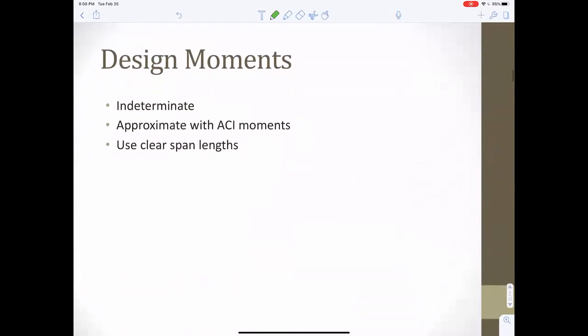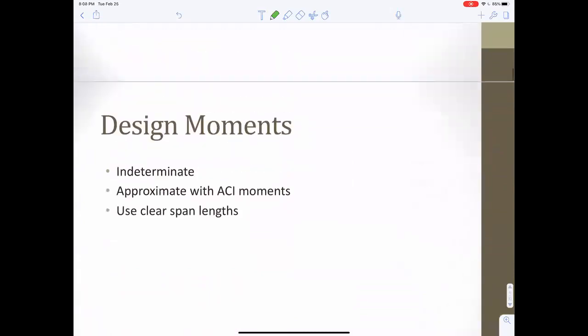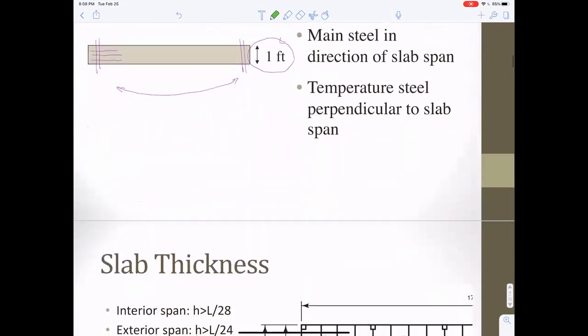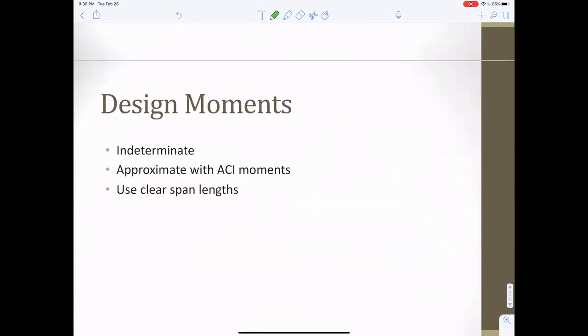Next, we need to get the moments. Let's go back to the procedure. First we got the thickness by L over 24 and L over 28. Next, we're going to choose the steel. If you know the moment, you can get Rn, from Rn you can get rho, and from rho you can get the area of steel. So we're going to have to know the moment on the slab. It's highly indeterminate, so we're going to use these approximate ACI moments, and these formulae use clear span lengths. I think I'll stop here and make the next video talk just about these approximate ACI moments.